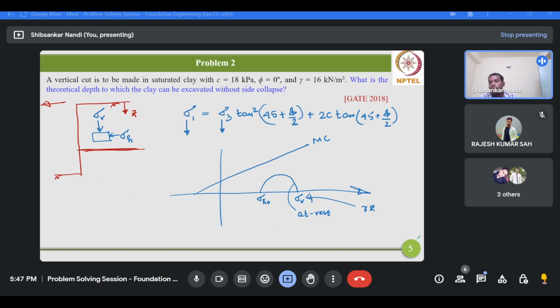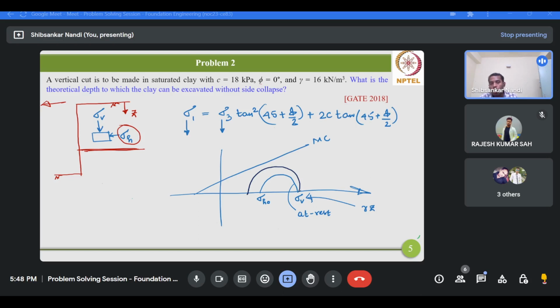Now what will be the change? The change will be in the horizontal stress component. How will it change? It will basically reduce. Now if the sigma H0 value reduces, how will this Mohr circle change? The Mohr circle will shift in the left direction. As the retaining wall is moving away from the backfill, your horizontal stress is reducing.